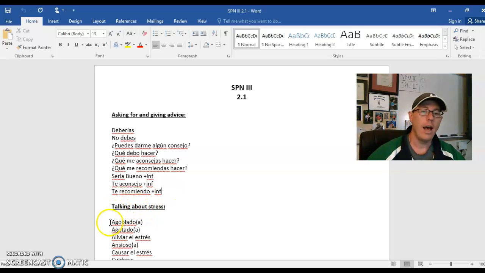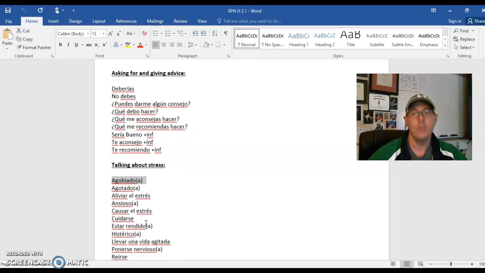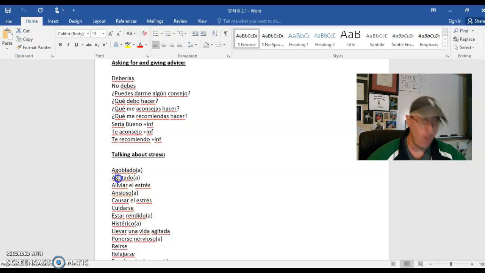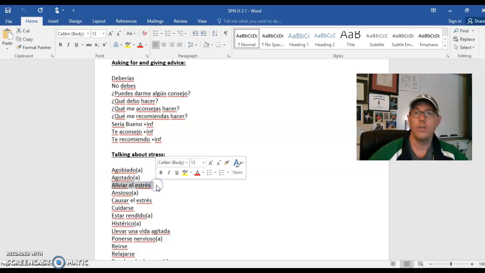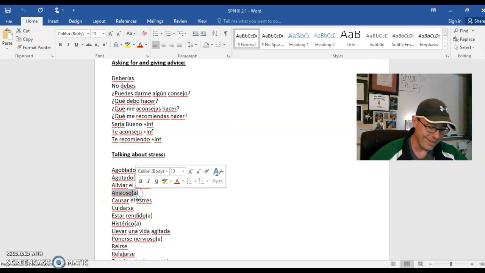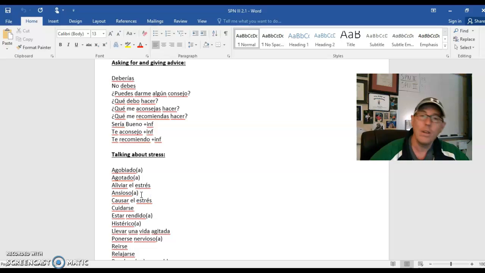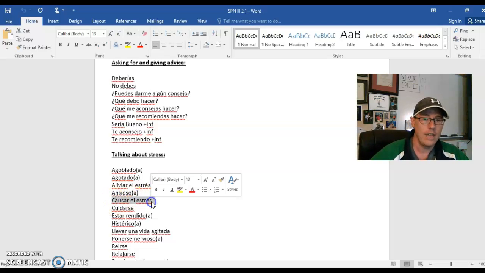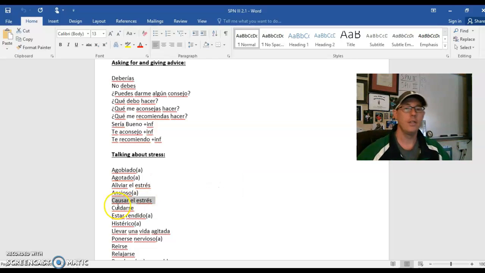Got a few more here. Agobiado is to be worn out, absolutely beat, okay? Agotado, a little bit different, just means exhausted. It's very similar, but not the same. This literally means the word exhausted, okay? Now, you could probably figure out what a lot of these mean just by looking, but aliviar el estrés, to alleviate stress. Ansioso is another one of those that looks similar. It's just not exactly the same. It means anxious.